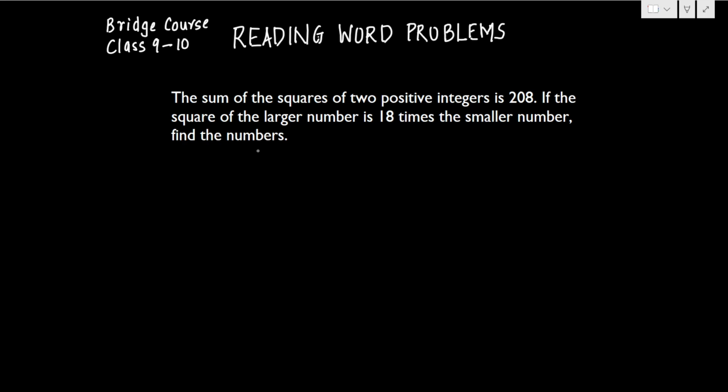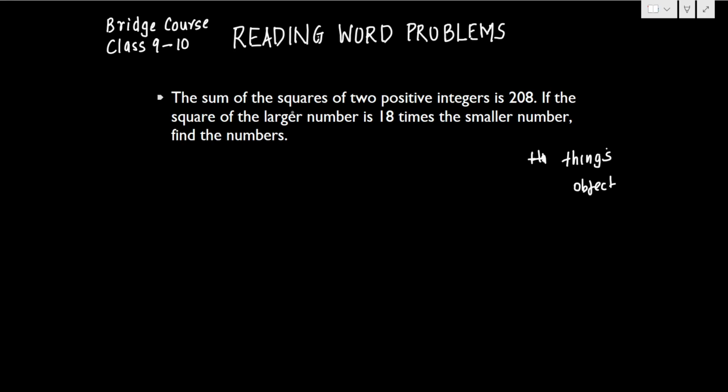Okay, we'll start with the first one. I'm going to read the problem here. The sum of the squares of two positive integers is 208. If the square of the larger number is 18 times the smaller number, find the numbers. Okay, I've read them once. I would suggest you read them twice before you start doing anything with them. But in this case, I'm going to look for what I call things or objects in the problem.